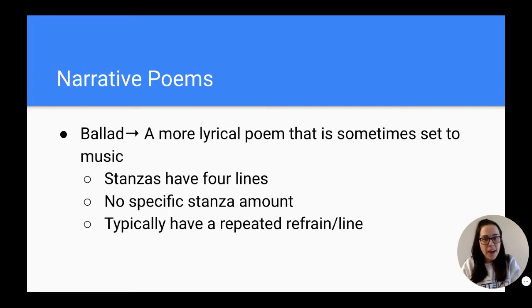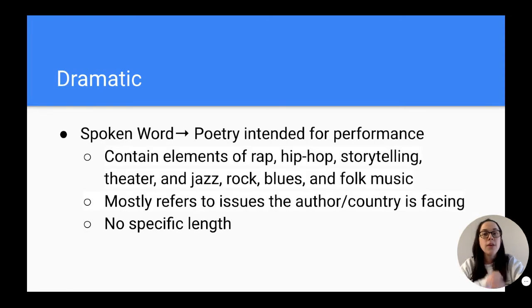So in every ballad, your stanzas will have 4 lines. So obviously there's no specific stanza amount, but every stanza will have 4 lines. And typically somewhere in there will be a repeated refrain or line. We're going to be studying one of the most famous ballad poems in this unit. But basically, you'll be able to see that there's a repeated refrain or line that shows up every once in a while.